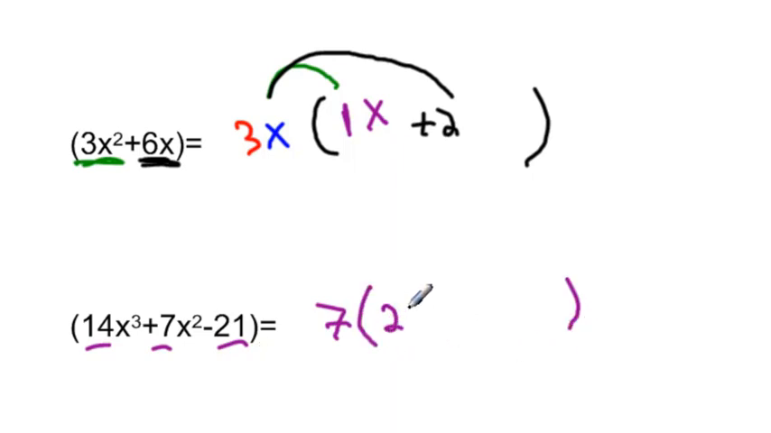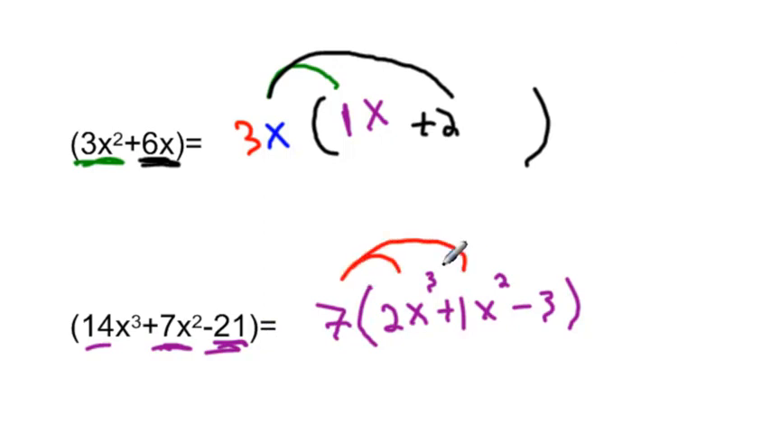So 7 times 2, x to the third. 7 times, how am I going to get this? Well, that's going to be 7 times 1, x squared. And then how am I going to get this? I'm going to have negative 3. 7 times negative 3. So the big test is, does this distribute back out?